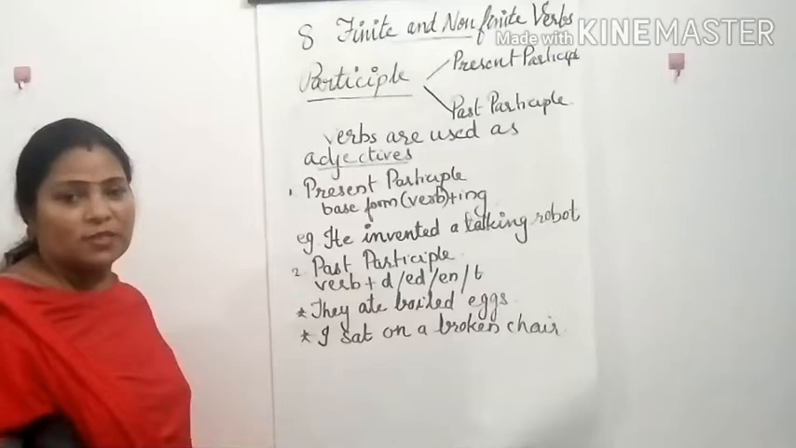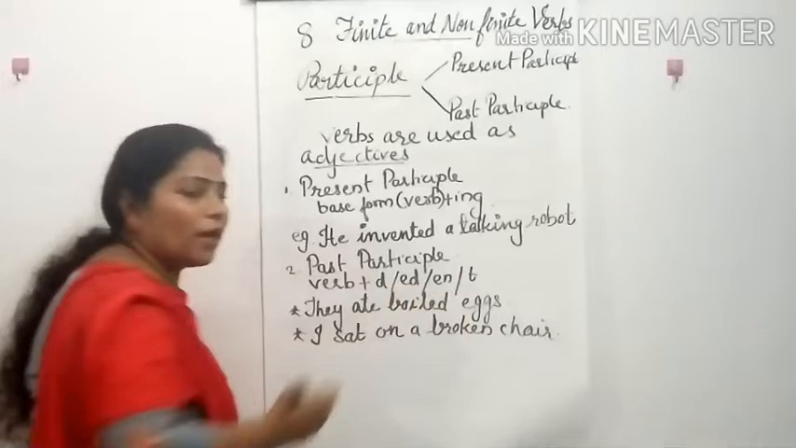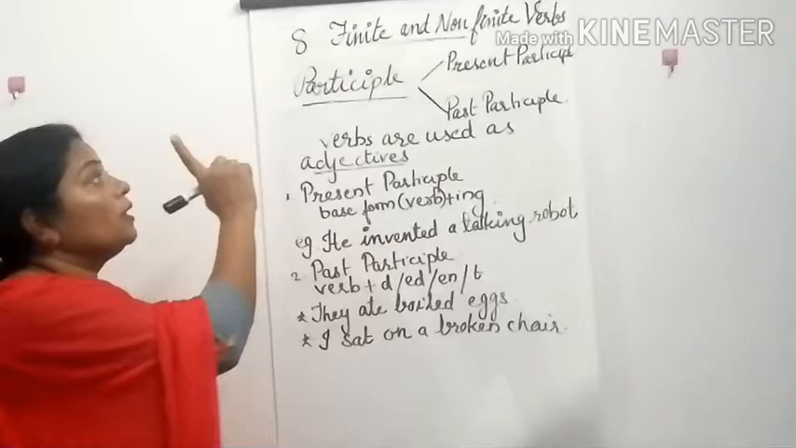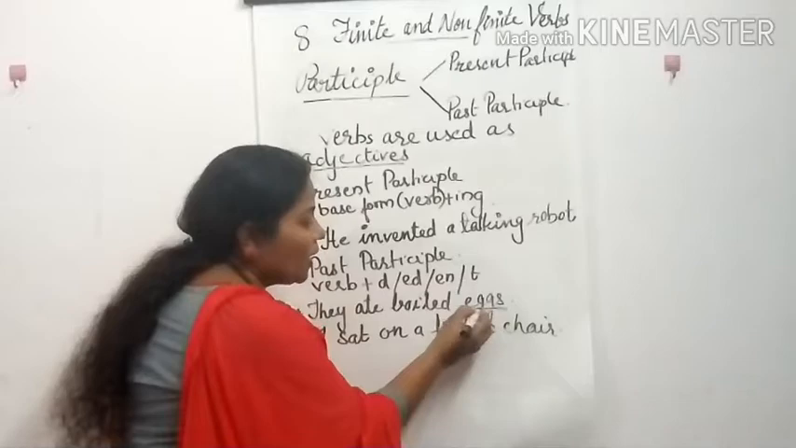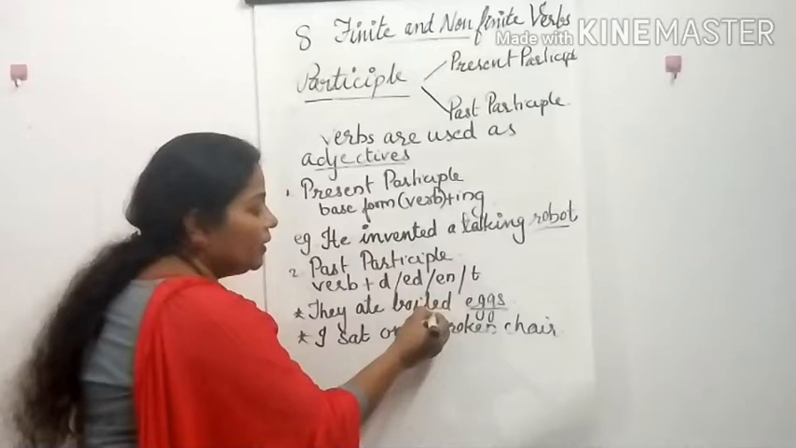They ate boiled eggs. Here, we need to check whether it is a past participle. Whether it is a present participle or a past participle, there should be a noun. See here, it is a describing word, describing a noun. So here also we had a noun. Here also we had a noun.